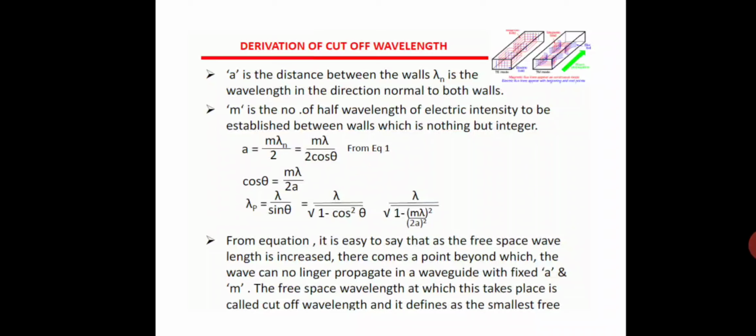Guide wavelength. What is guide wavelength? Guide wavelength is defined as the distance between two equal phase planes along the waveguide. The guide wavelength is a function of operating wavelength and the lower cutoff wavelength, and is always longer than the wavelength would be in free space.